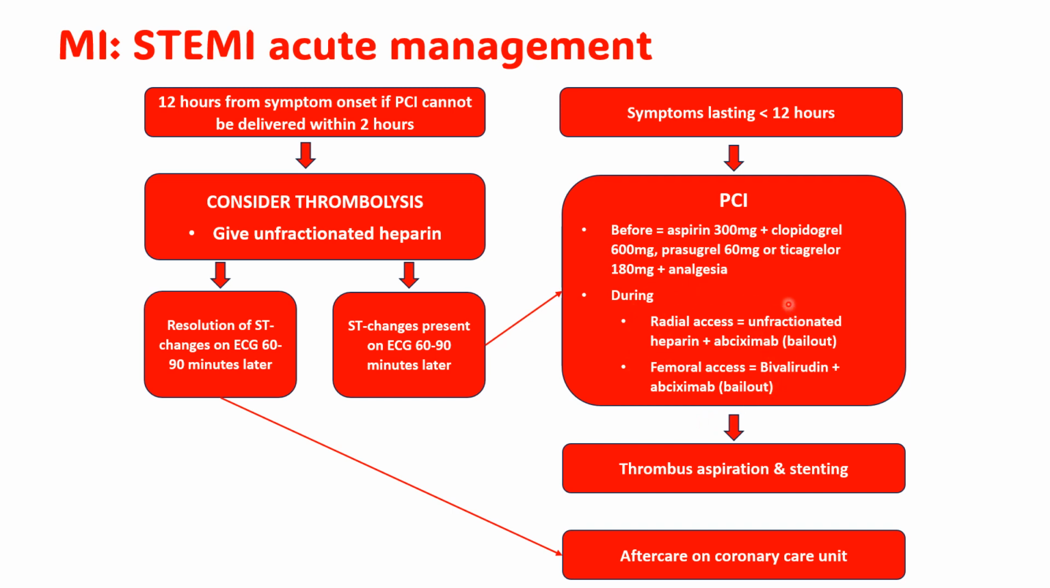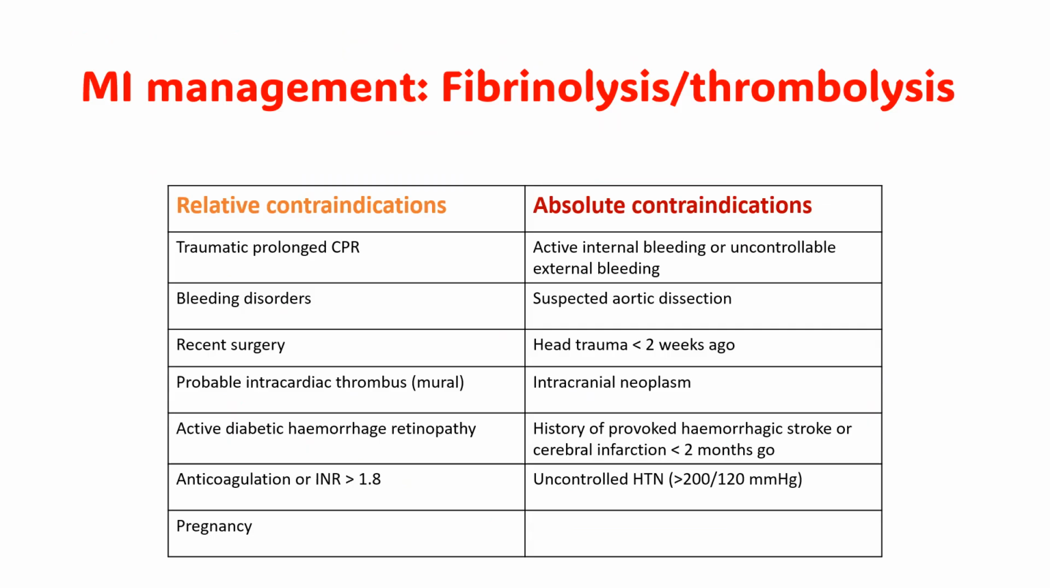what they essentially do during PCI is they can aspirate the thrombus, so remove the clot, and then they can inflate a balloon and then place stents. So stents are like little meshes which help to keep the vessels patent. And then also there'd be aftercare on the coronary care unit.